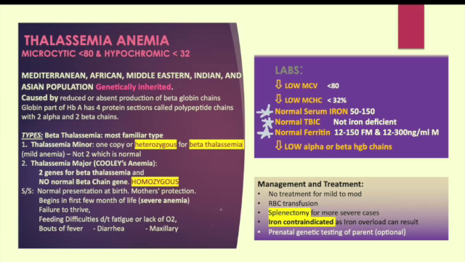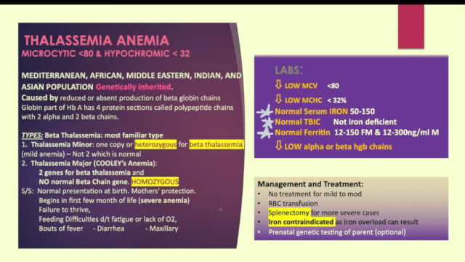The labs that you will see on these patients will also be that they have a low MCV and a low MCHC, which we saw with the iron deficiency anemia. But again, they will have normal serum iron. They will have a normal total iron binding capacity, and they will also have normal ferritin levels, and they will also have a low alpha or beta hemoglobin chain.